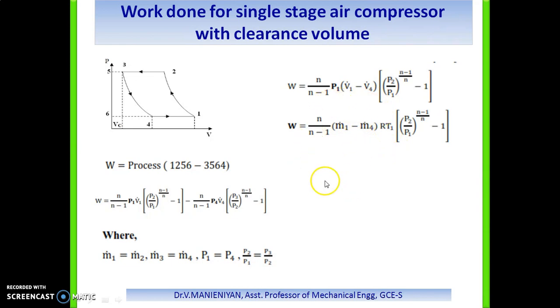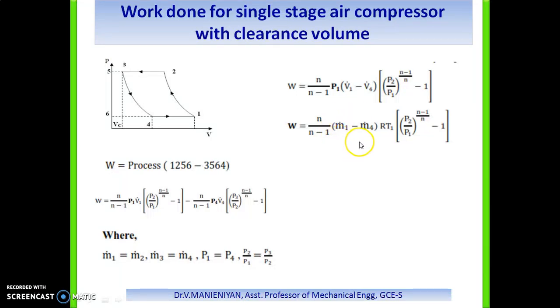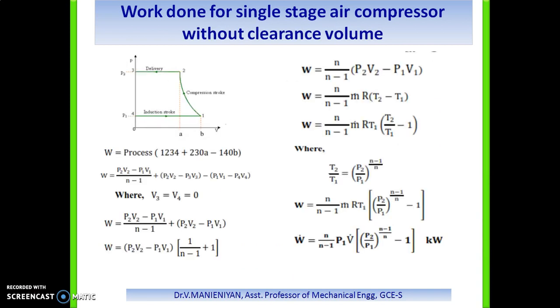So that is the final work done equation: W equals n divided by n minus 1 times (m1 minus m4) RT1 times the pressure relationship, or otherwise we can use this relationship also. Here P1 is the input pressure, V is the volume flow rate, m is the mass flow rate, R is the gas constant, and T1 is the temperature of the gas. So this is the work done with the clearance volume, and similarly we have it without the clearance volume.